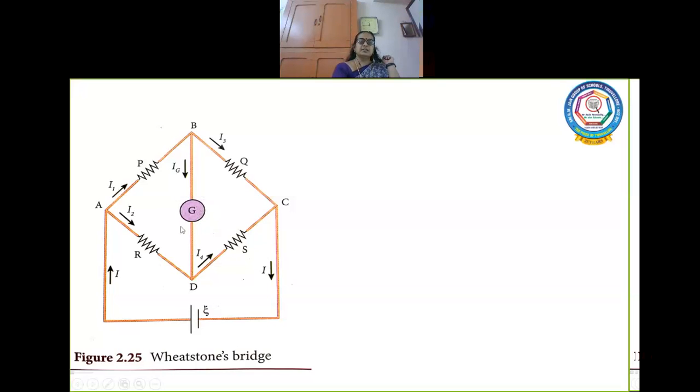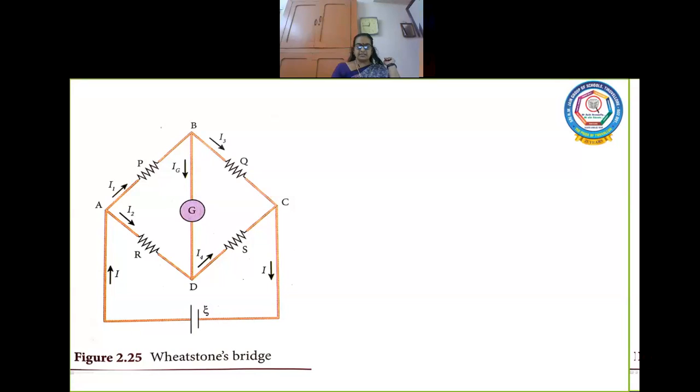We are going to calculate the resistance of the galvanometer when we apply Kirchhoff's rules here. So the galvanometer is connected between the B and D junction, and you have a battery connected between points A and C. This is a battery whose EMF is given as psi. A battery is connected along AC and a galvanometer along BD. So this is how the circuit goes.